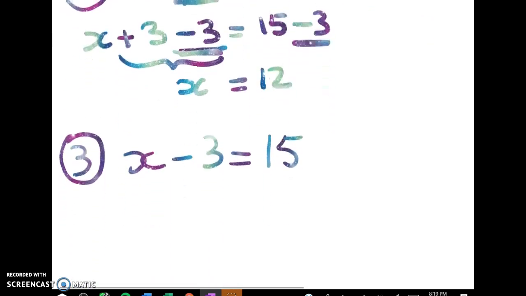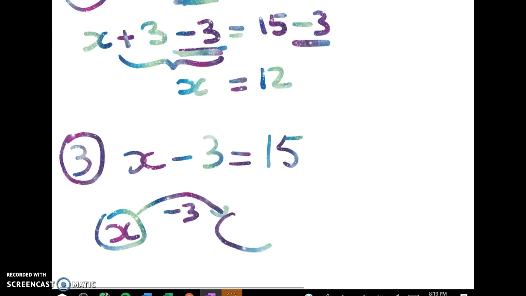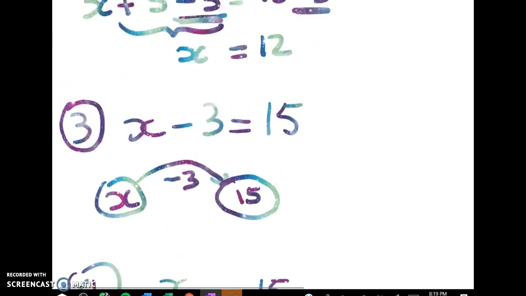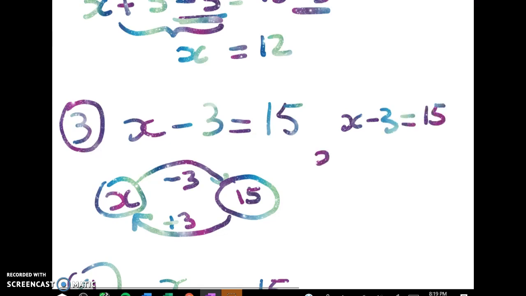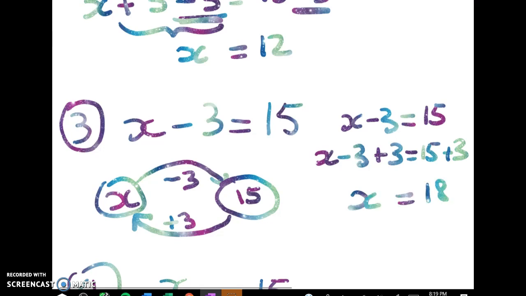Right, and the next one, again, we've got the same numbers, but a different equation. We started with a number, x, and we took 3 away from it, and we ended up with 15. So to undo this one, when we go back, we have to add 3. So here's what we get. We start with x minus 3 equals 15, and we add 3 to both sides. That leaves me with x is equal to 18.